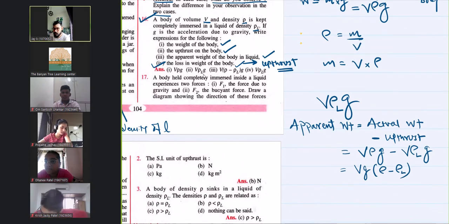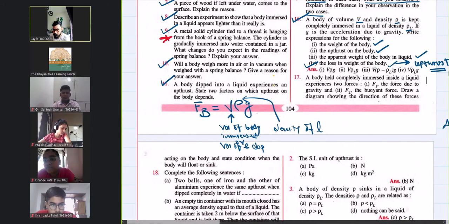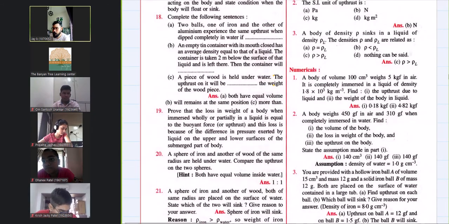Okay, 17th question is regarding the diagram, which we have already discussed. So let's go ahead. Okay, 18th question. Two balls, one of iron and other of aluminium, experience same upthrust when dipped completely in water if both have equal volume. Although they have different densities, they will experience same upthrust.